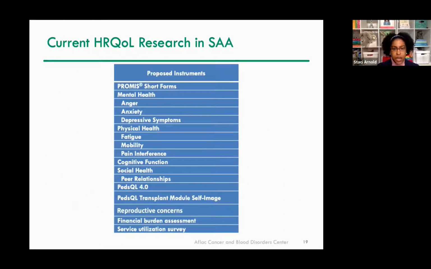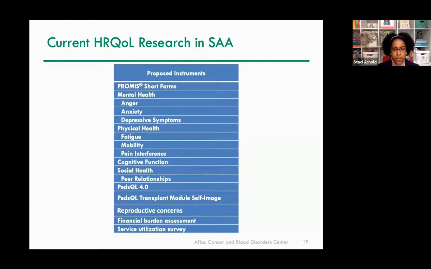And here's just a brief overview of some of the instruments that we're using to look at quality of life in this study. So first is the PROMIS short forms, and PROMIS is out of the National Institutes of Health. It's the Patient Reported Outcome Measurement Information System, and it looks at various thresholds of quality of life, including mental health, subdivided into anger, anxiety, and depression. It also looks at physical health, in particular fatigue, mobility, which are important in our patients with aplastic anemia, as well as what we call pain interference, which is, does pain interfere with your daily activities? We're also investigating cognitive function and social health, and in particular looking at peer relationships.